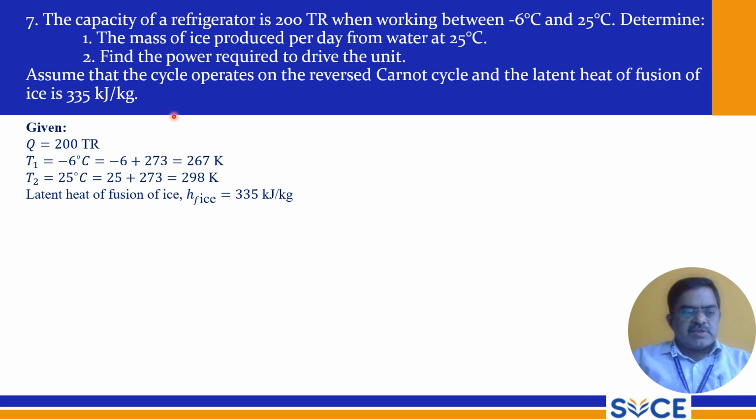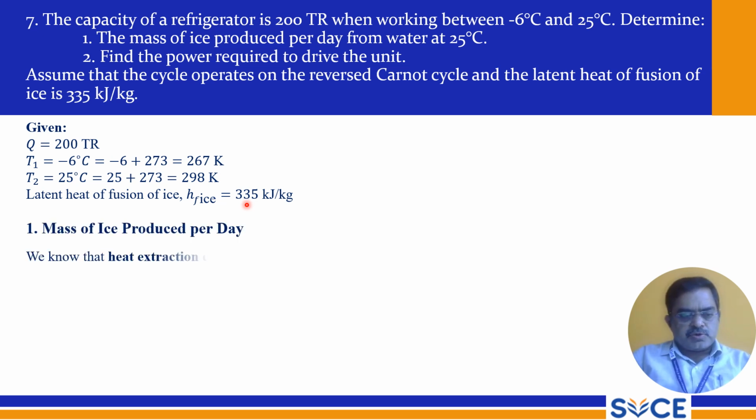So given data: Q equal to 200 tonnage of refrigeration, T1 equal to minus 6 degrees Celsius, so that is equal to 267 Kelvin, and T2 equal to 25 degrees Celsius, that is equal to 25 plus 273 equal to 298 Kelvin. And latent heat of fusion is also given, so that is HF, the latent heat of fusion of ice, equal to 335 kilojoules per kg.